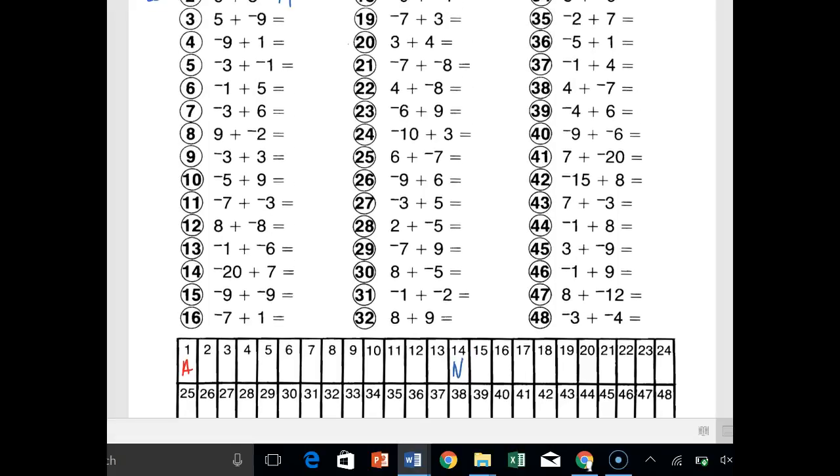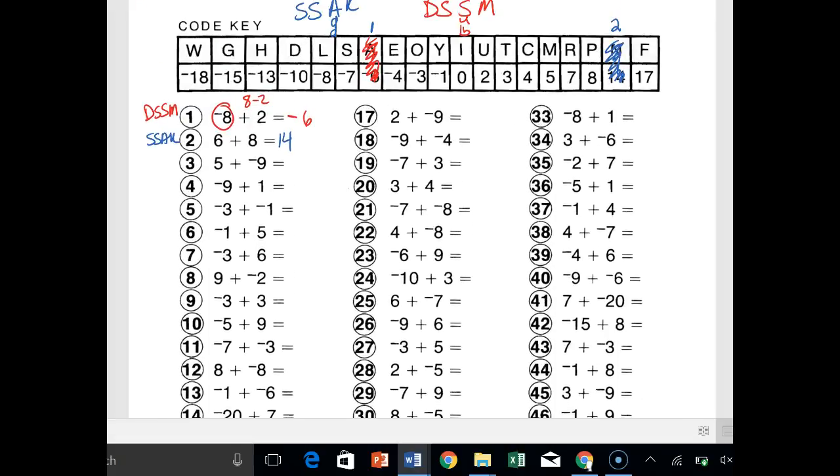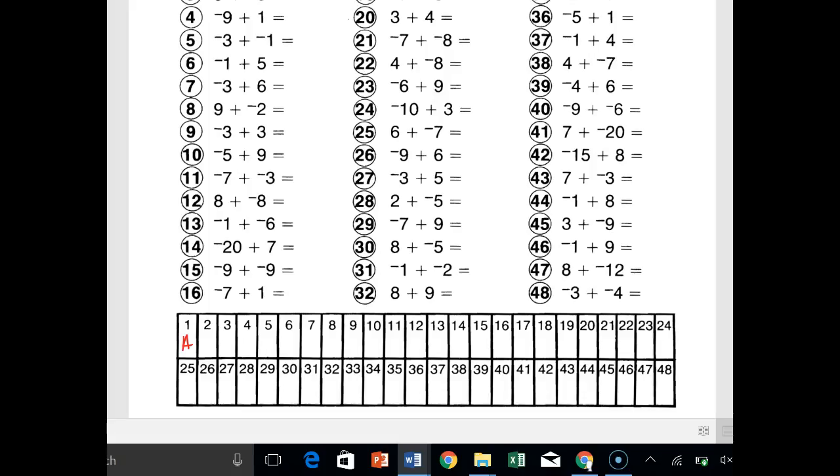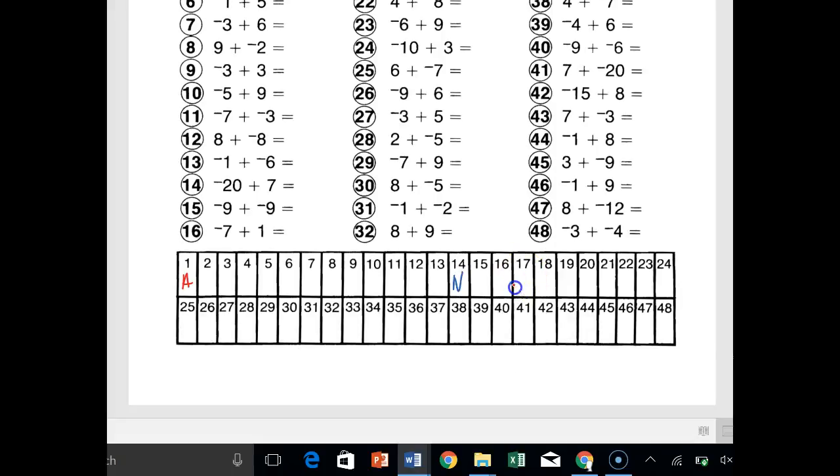All right. Let's go to 17 here, just to mix it up. So this is a different signs, DSSM. So I'm going to subtract 9 minus 2, and that's going to give me 7, but I have more negatives, so that's negative 7. So I'm looking for negative 7. That's S right there. So that's going to be 17. And on 17, I'm going to put S.